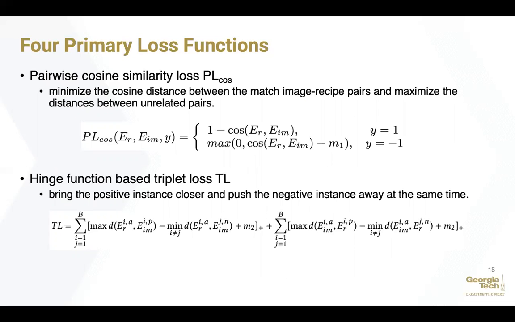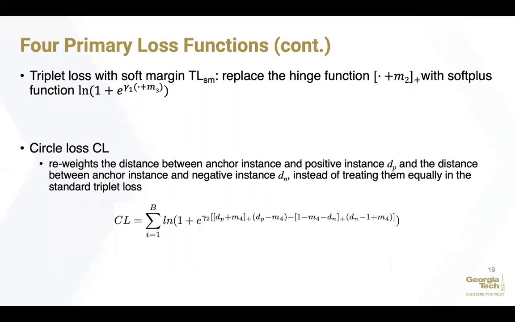And the triplet loss with soft margin is a variant of triplet loss, which adopts the softplus function to replace the hinge function in the original triplet formula. Circle loss reweights the distance between the anchor instance and the positive instance, dp, and the distance between the anchor instance and the negative instance, dn, instead of treating them equally as in the standard triplet loss.